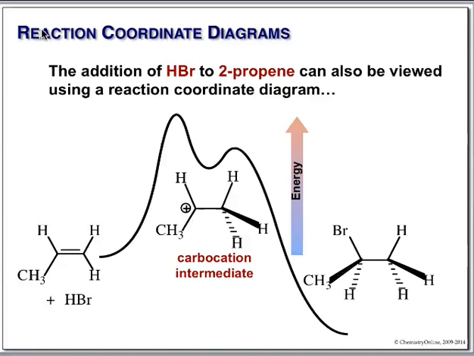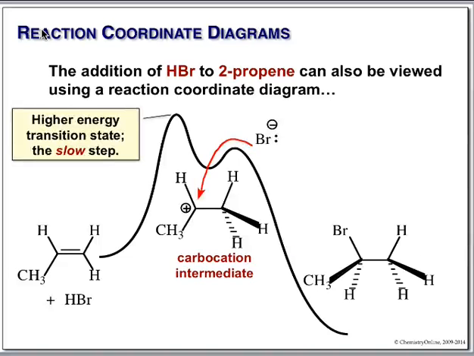Once we get past that point, here's our carbocation. It's a real thing. Because it's a real thing, it's an energy dip in the reaction coordinate. So in a reaction like this, we have a defined intermediate. This is the highest energy. It is the rate limiting or the slow step. This is a faster step as it takes less energy to go this way than to go this way.